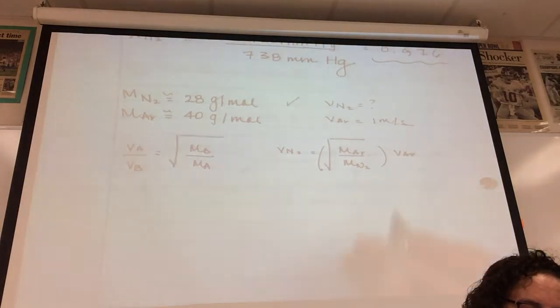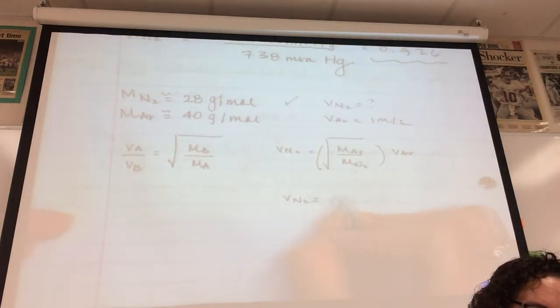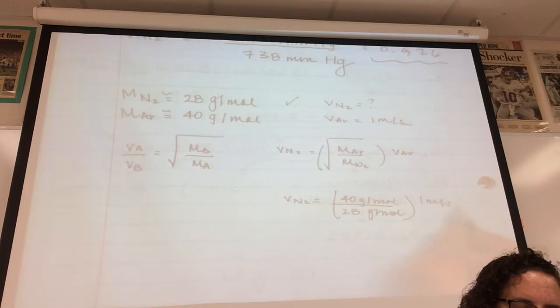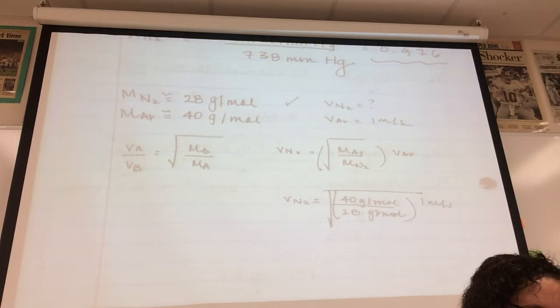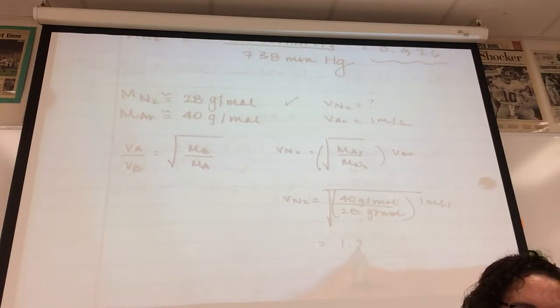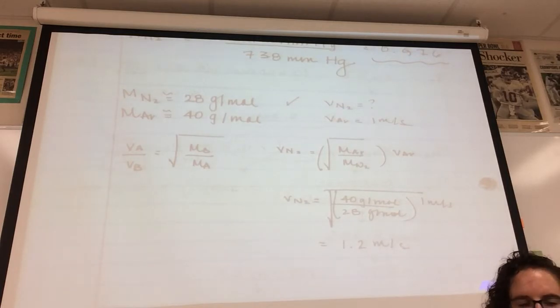And what you've got then is the velocity equal to 40 grams per mole over 28 grams per mole. And you're going to multiply that by 1 meter per second, really to just get the unit in there, and again, square root. So you've got the square root of 40 divided by 28, and that is going to be 1.2 meters per second. So the nitrogen gas moves 1.2 times faster than the argon. So it's the inverse relationship of the square root.